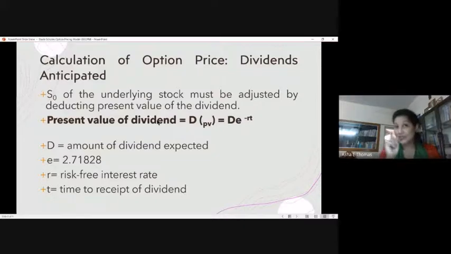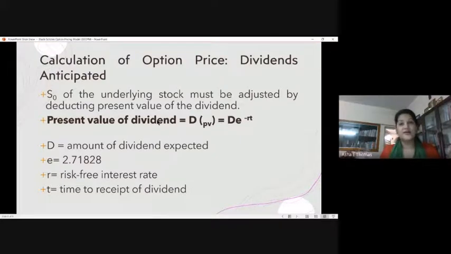In those assumptions, one such assumption was that there is no dividend declaration during the holding period of this particular asset. Right, that was the first thing. And we learned a formula where we did not include the component called dividend. But now we are looking into a scenario where everything else remains the same.